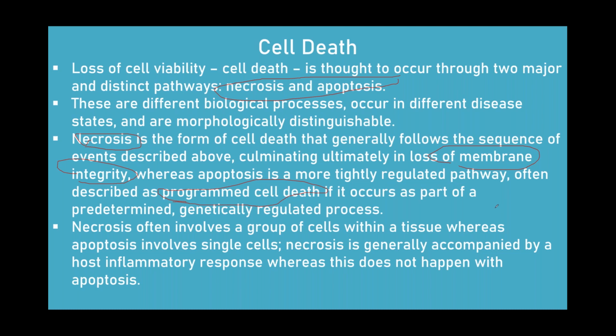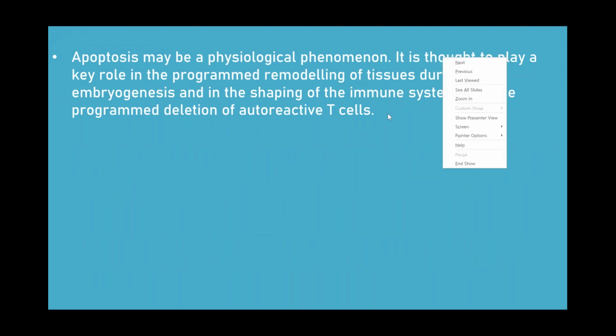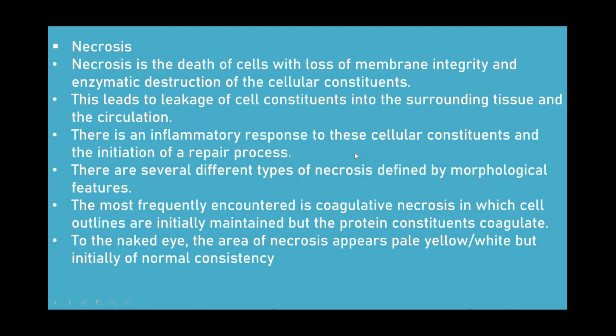We'll discuss the difference between apoptosis and necrosis, but generally, necrosis is the loss of membrane integrity, and apoptosis is programmed cell death, so cell death without any inflammatory process. This is the difference between necrosis and apoptosis. I'll discuss it later. In necrosis, there are many types of necrosis. Apoptosis may be a physiological phenomenon. So we'll discuss here necrosis and the difference between necrosis and apoptosis. What are the types of necrosis?